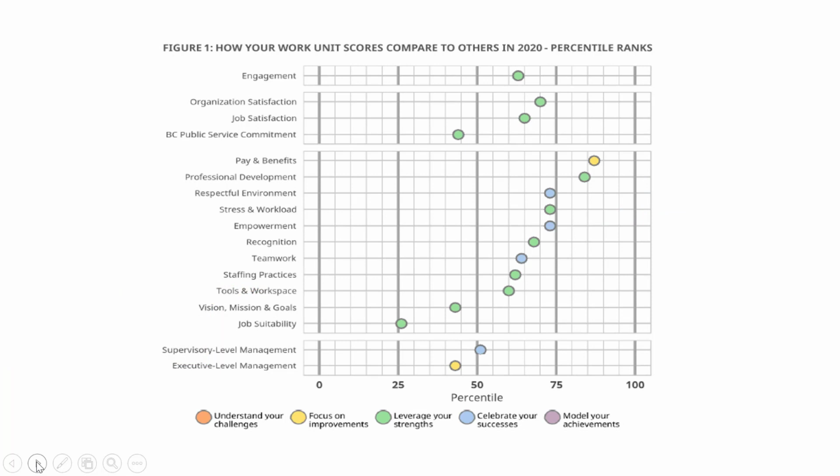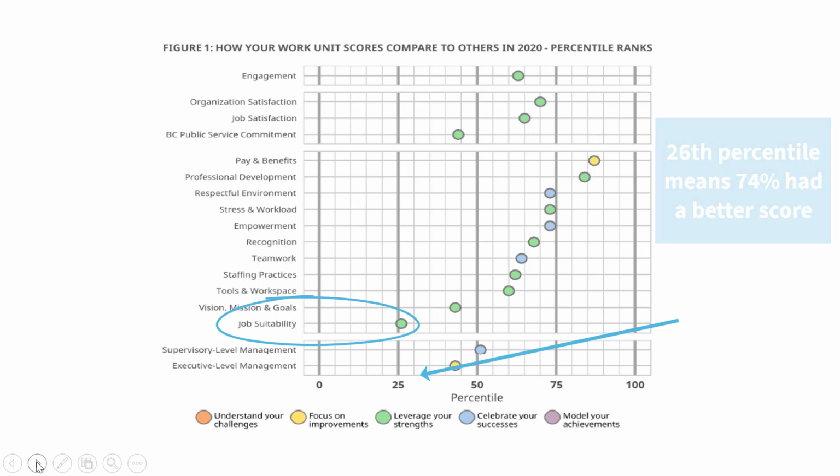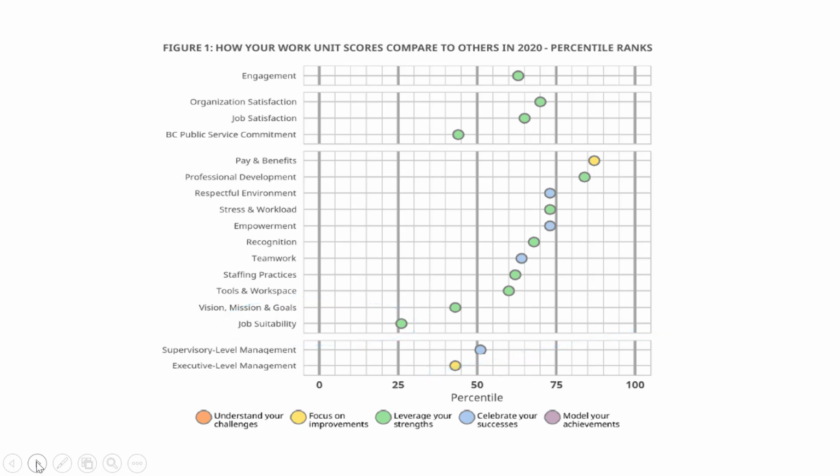Here's an example. This work unit scored 73 in job suitability. That's a good score, and it's colored green for leverage your strengths. However, when you use the percentiles to compare this score with other work units, you can see that this score ranks in the 26th percentile, which means 74% of other work units in the BC Public Service are doing better in this area. On the other hand, this work unit scored 58 in pay and benefits, which is yellow for focus on improvements.